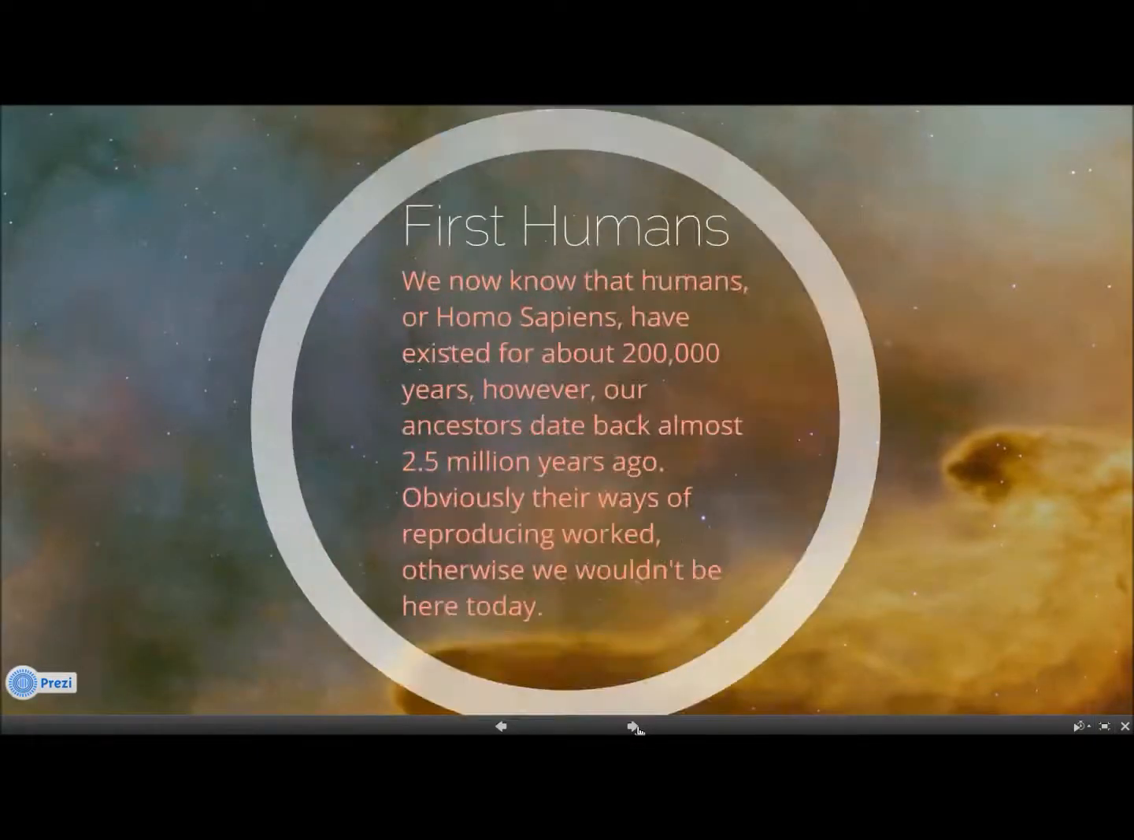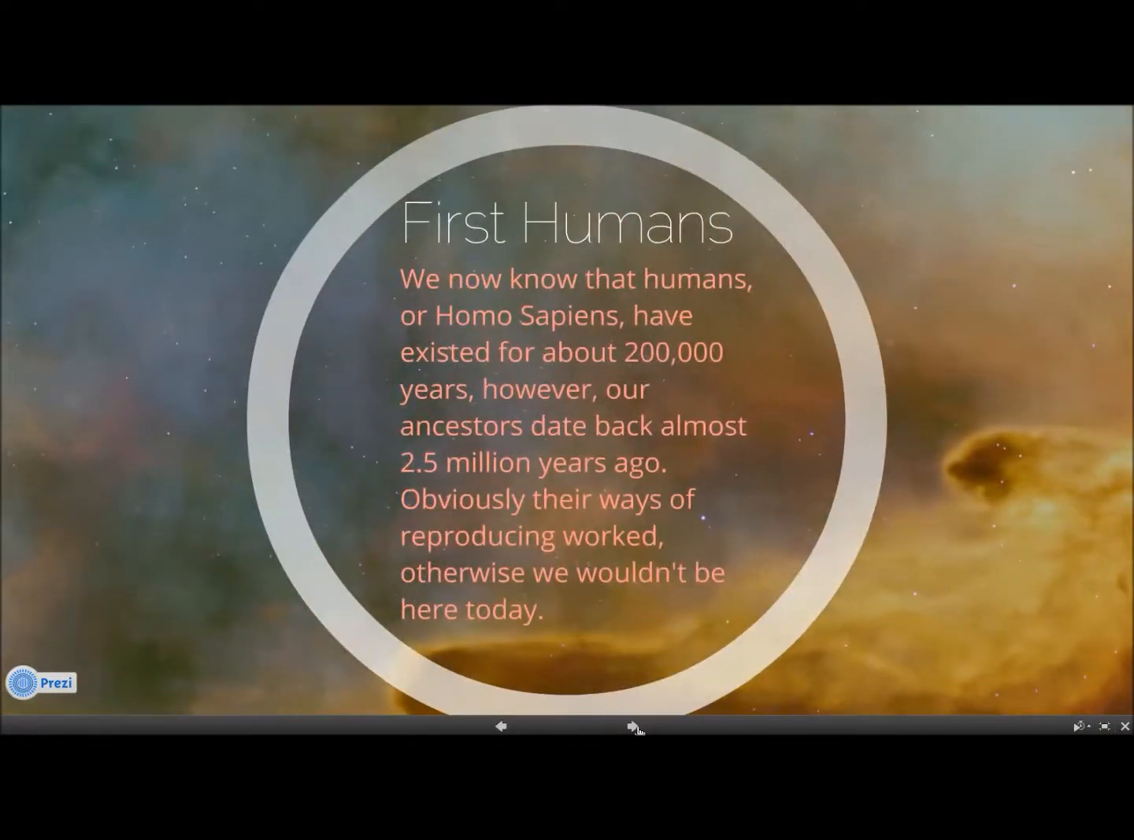We now know that humans, or Homo sapiens, have existed for about 200,000 years. However, our ancestors date back almost 2.5 million years ago. Obviously, their ways of reproducing worked, otherwise we wouldn't be here today.